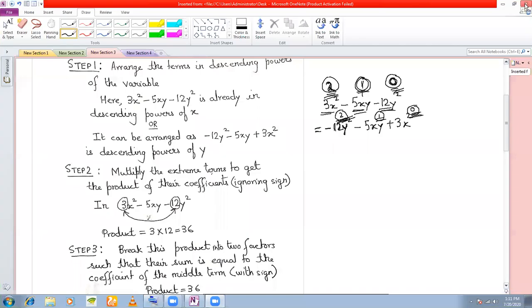Now, middle term factorization, or factorization of trinomials, as I was saying, the two criteria I already explained to you.